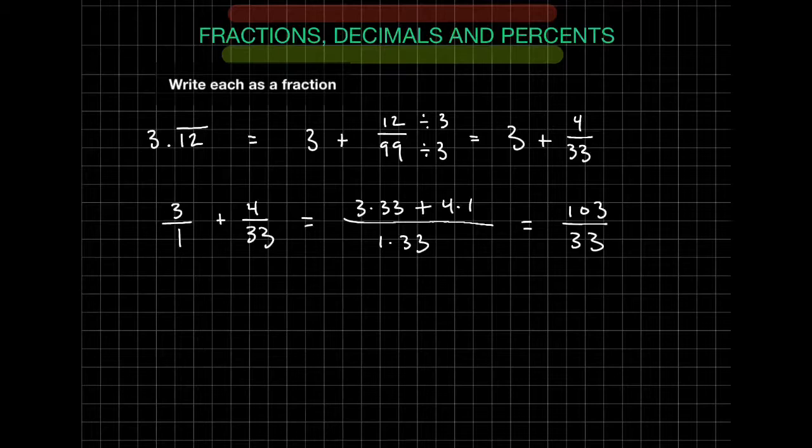Right? 103 divided by 33. So ask yourselves, how many times does 33 go into 103? This is our improper fraction. I guess you could leave it like that, but if you wanted to do the other way, you're going to say that that is 3, because 3 times 33 is 99. You're left with 4 over 33, so 3 and 4 33rds.